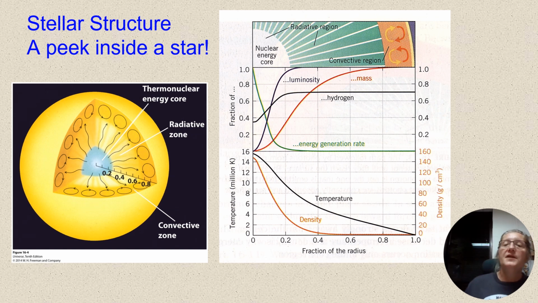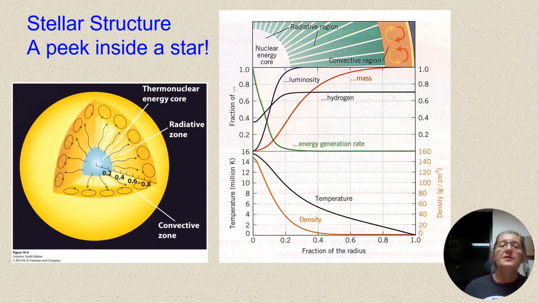We want to notice the energy generation rate and luminosity graphs there. This tells us that all of the energy comes from nuclear reactions happening in the core, all happening inside 20% of the radius of the sun. So the radiative zone carries energy outward by electromagnetic waves as radiation in the radiative zone, which is right outside the core.